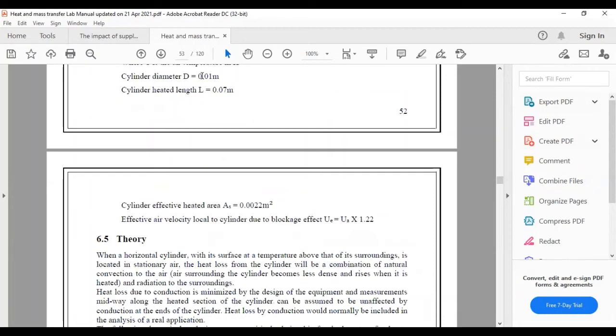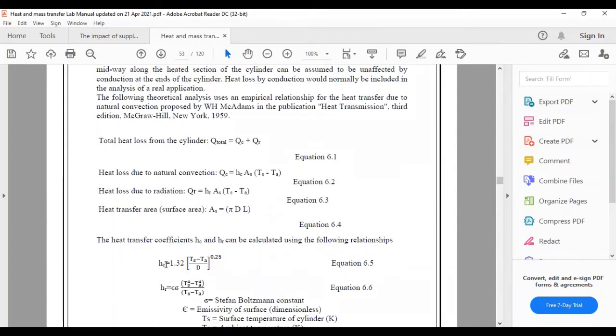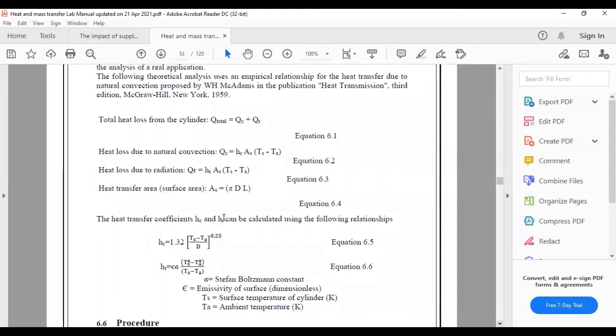Here, and this is 0.01 meter. So we will use this value, and now it is very easy to calculate this HC. This is the heat transfer coefficient due to convection. And now our next task is to calculate the value of HR. This is the heat transfer coefficient due to radiation.